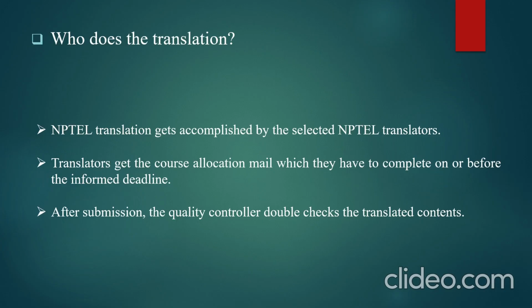The NPTEL translation team sends a mail to the selected professors who fulfill the eligibility criteria. If that particular professor agrees to become a translator, then the translation team requests them to translate one paragraph that they provide, to check their knowledge regarding the same. Now, if the team is satisfied, they appoint that particular professor as an NPTEL translator.